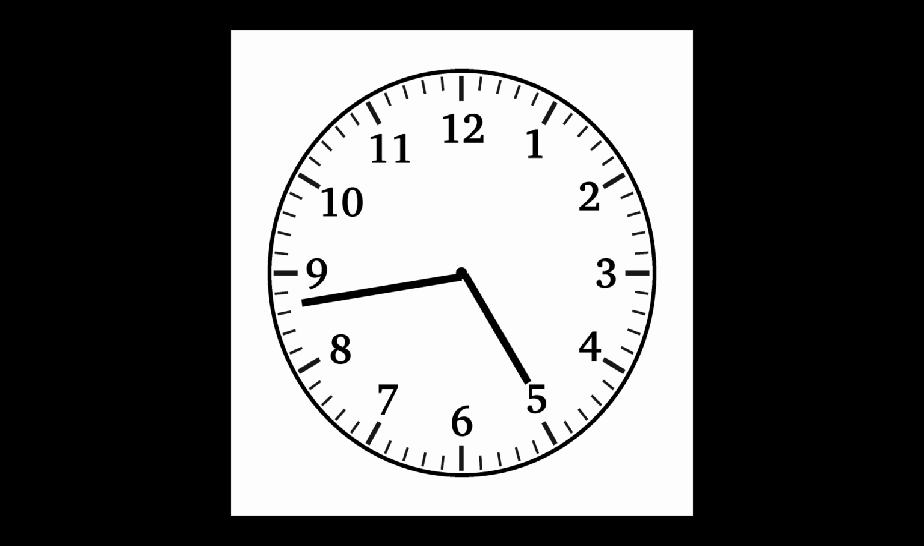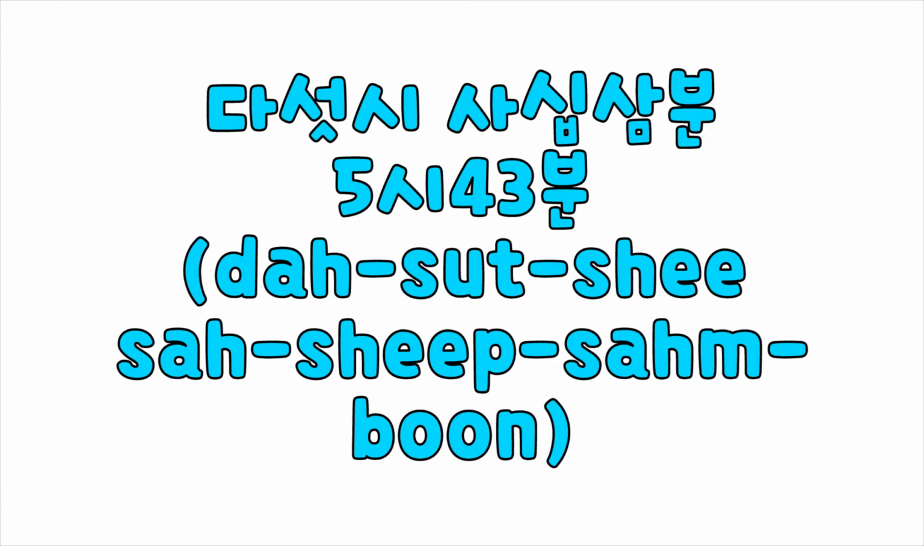This next one is a little harder. 여기는 몇 시예요? If you said 5시 43분, then you're correct. So 5시 is 5 o'clock. And 43분 is 43. So 5시 43분.